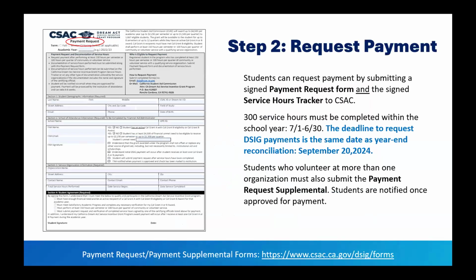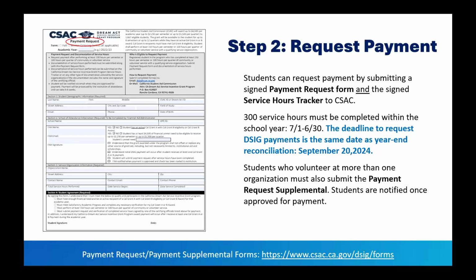Very important that they're submitting this and that service hours tracker that has been signed by their certifying official. 300 hours must be completed within the school year. So students can start right now. If you are already working with some students, they can be working towards their hours to go towards their first payment. And then the deadline to request DSIG payments is the same date as year-end reconciliation. So for this year that we just concluded, you have until September 20th to request a payment.